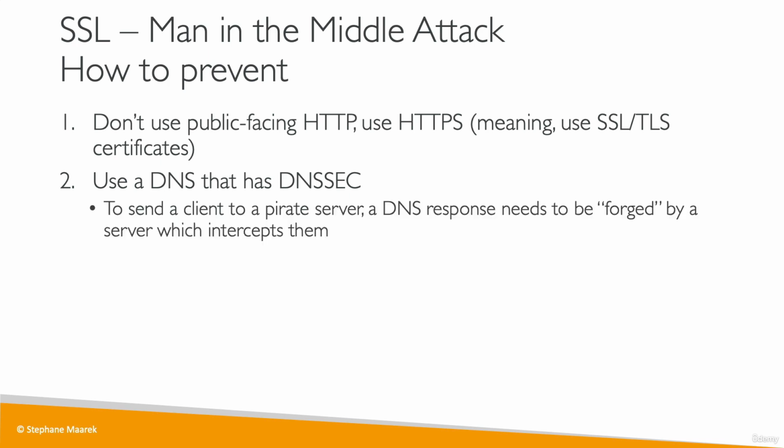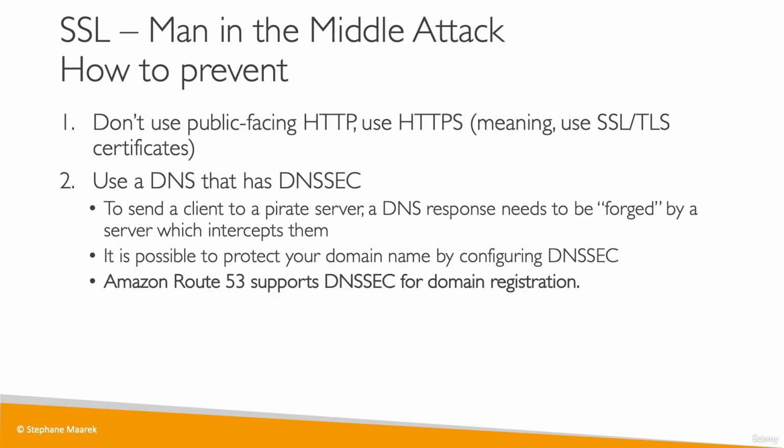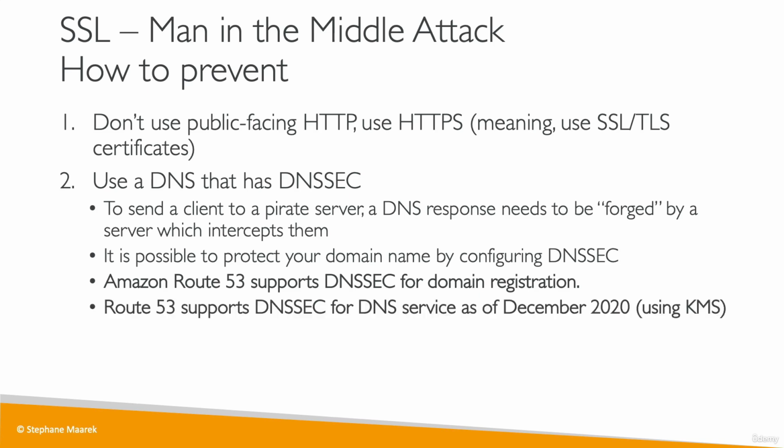Why? Well, when a DNS server is hacked, it's possible for a pirate server to forge a DNS response and to send your clients to the wrong target server. But you can protect against that by having your domain name configured with DNSSEC. So Amazon Route 53 supports DNSSEC for domain registration. And as of December 2020, it also supports DNSSEC for the DNS service itself using KMS. So both domain registration and the DNS service are now DNSSEC compliant on Route 53.